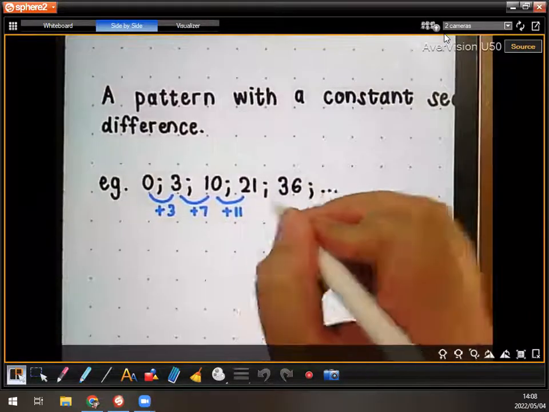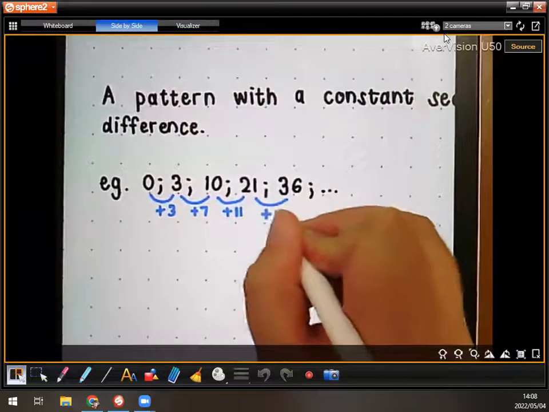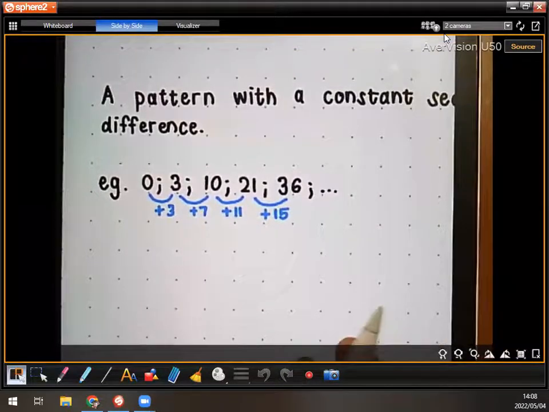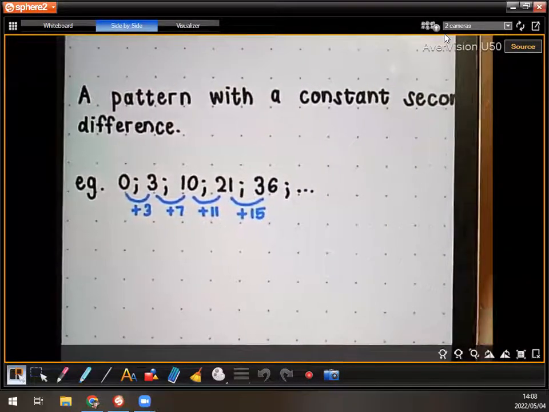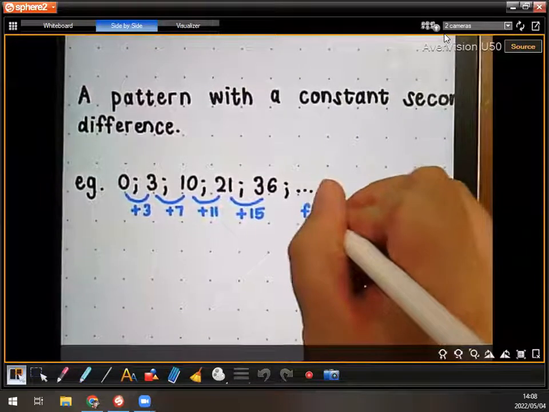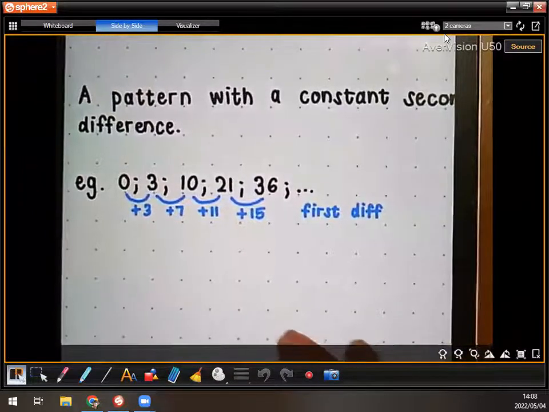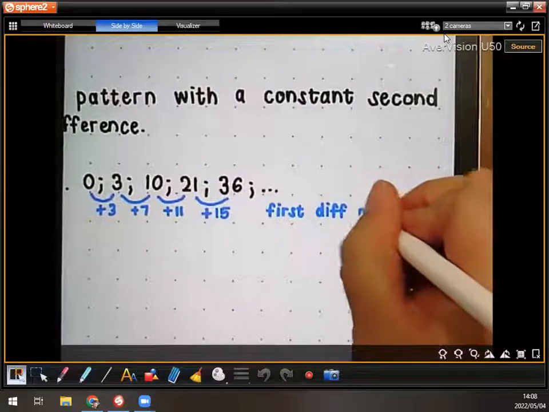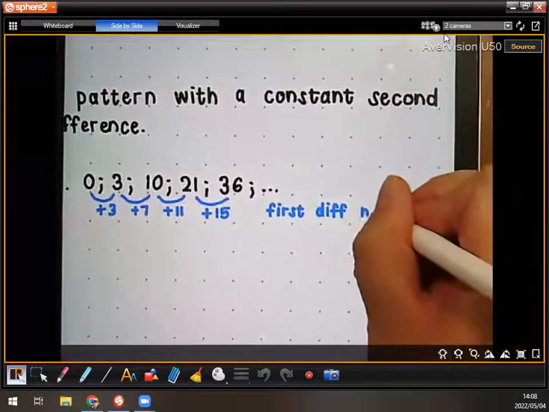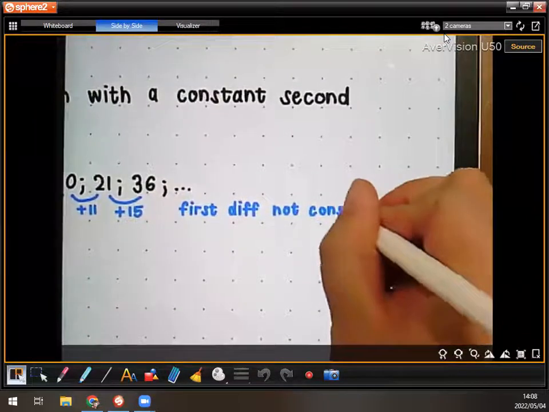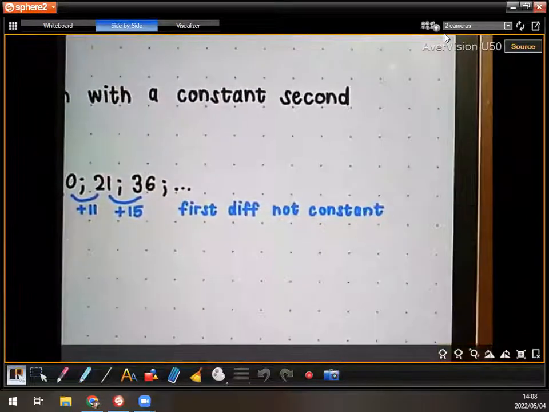What about 21 to 36? That is 15, hey? Are these blue numbers the same? No, so it's not a linear number pattern. Okay, so I'm going to write here on the side, first differences not constant. So as soon as you see that, guys, as soon as you see that your first difference is not constant, then you're going to look for your second difference. Okay, which I'm going to show you now.